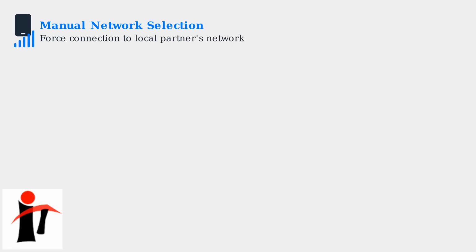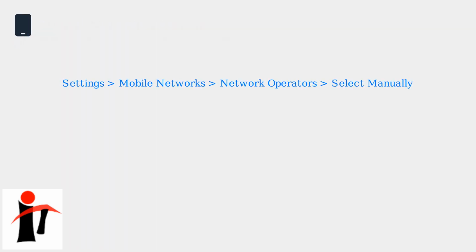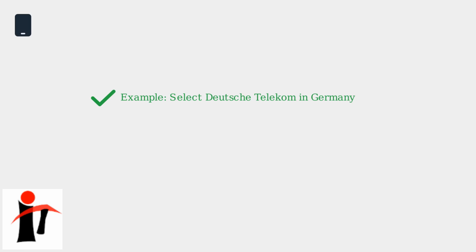Instead of automatic selection, manually choose a carrier network. Go to Settings, Mobile Networks, Network Operators, select manually. This can bypass glitches when automatic mode prioritizes a weaker connection. A common example is manually selecting Deutsche Telekom while roaming in Germany, as AT&T may default to Vodafone.